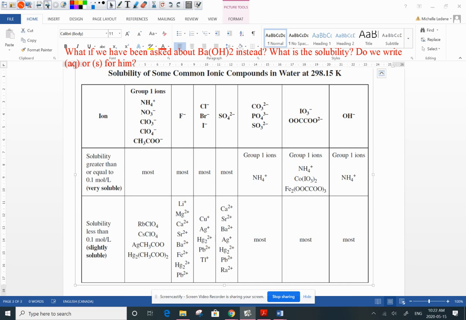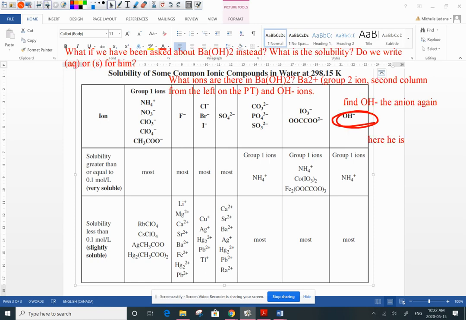So what do we write for his state? Are we going to write aqueous or are we going to write solid? So same thing is we look at what ions are there. So we've got the barium 2+ ions. We know he's a group 2 ion, second column on the far left side of your periodic table. And then there's a hydroxide ion. So we're back to where we started last time again. We find this hydroxide anion. Remember, the very first step you look at is you find the ion, right? And all the ions are listed across the top row here. So here is our hydroxide. Now we're going to look down below and find barium.